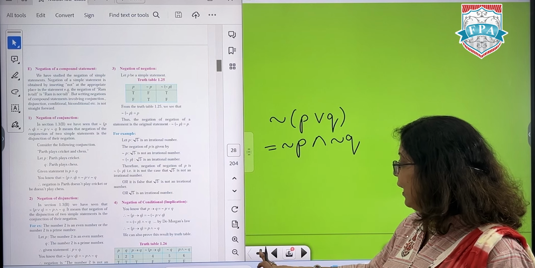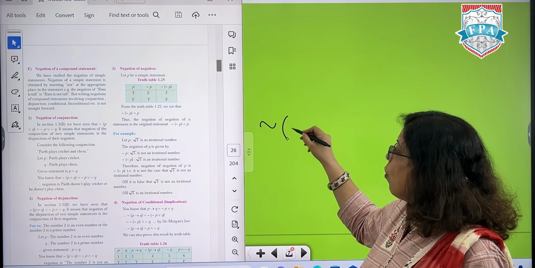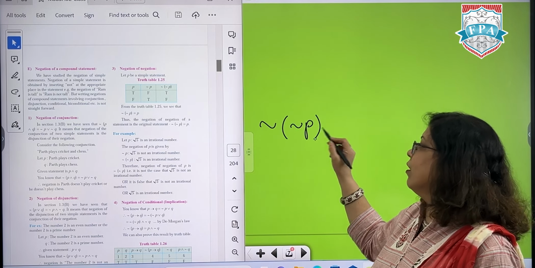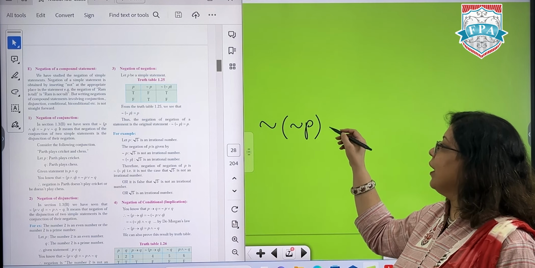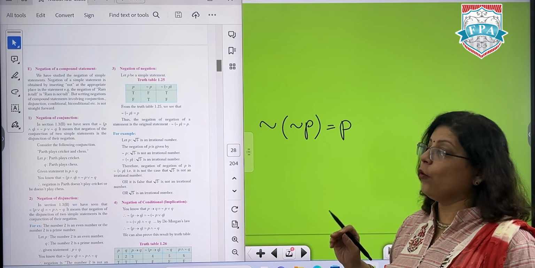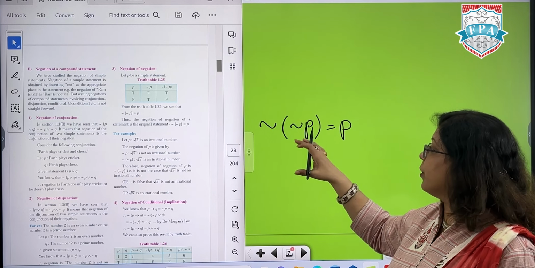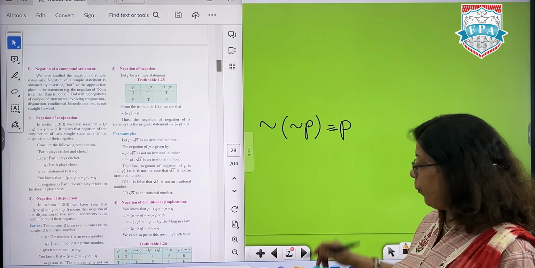Now we'll move to negation of negation. So negation of negation, two minuses always become plus. In the same format, the answer will become P. So when you have a negation statement along with another negation, the final answer will be equal to P.